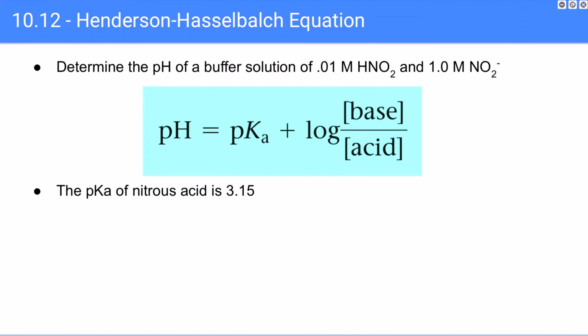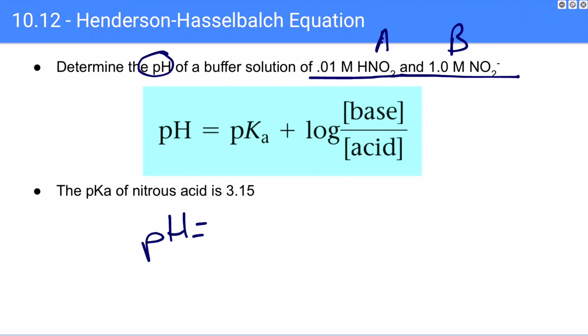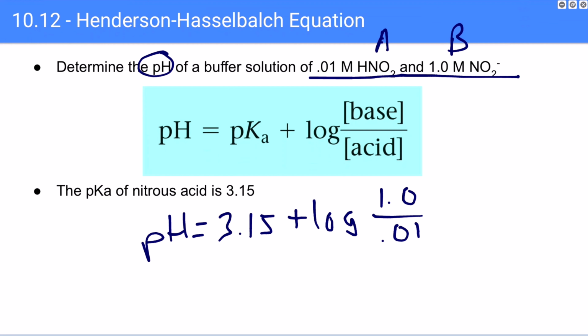All right, so the very last problem here, it does ask us to calculate the pH of a buffer solution with 0.01 molar HNO2 and 1.0 molar NO2-. So this is the acid in my buffer solution. This is the base in my buffer solution. We're given the pKa, so this just simply becomes an algebra problem. So pH equals your pKa, which is 3.15, plus the log of the concentration of the base over the concentration of the acid.